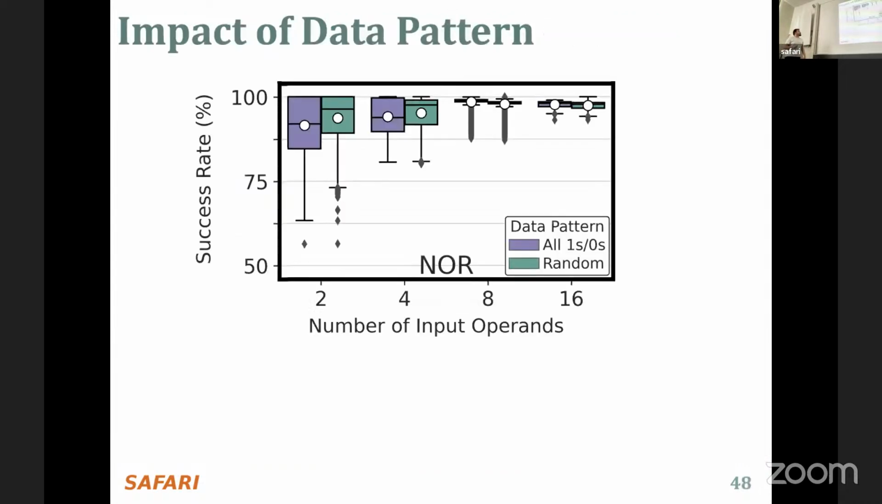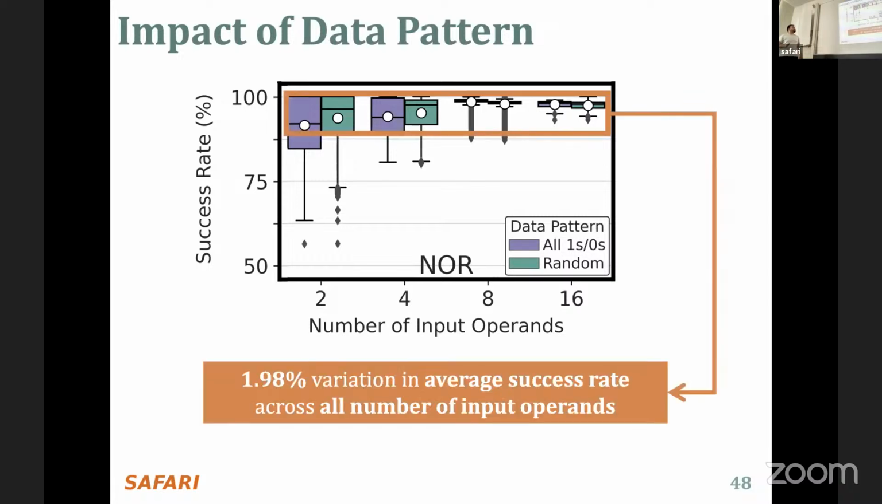And let's take a look at the impact of data pattern. Here you see the data pattern impact on NOR operations. In the legend, we have data patterns. We test a total of 2 of them: all logic 1s or 0s in a row, or fully randomly initialized rows. So here, what we observe is that there is only 1.98% variation in average success rate across all numbers of input operands for the NOR operation.